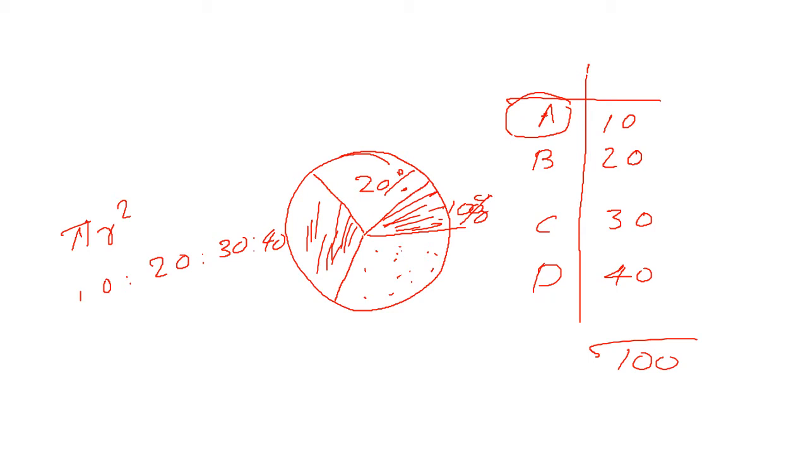You can say that the wedge angles are also in the same ratio, 1 is to 2 is to 3 is to 4. So this is a simple way to represent the data.